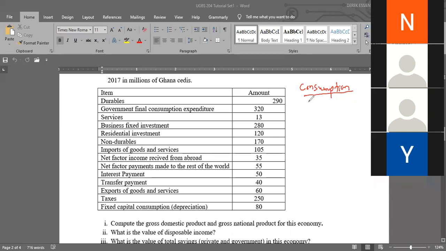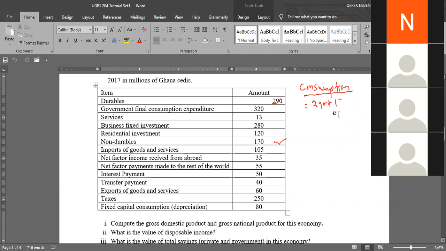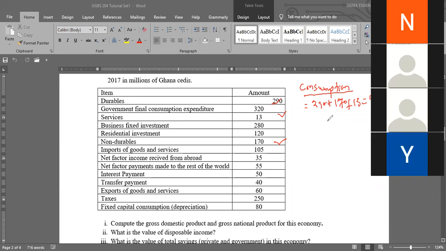So what is the value for durable here? 290. Non-durable? 170. Do we have services? Yes, 13. So if we add everything here, we get 473. Any confirmation? 473. It's correct.